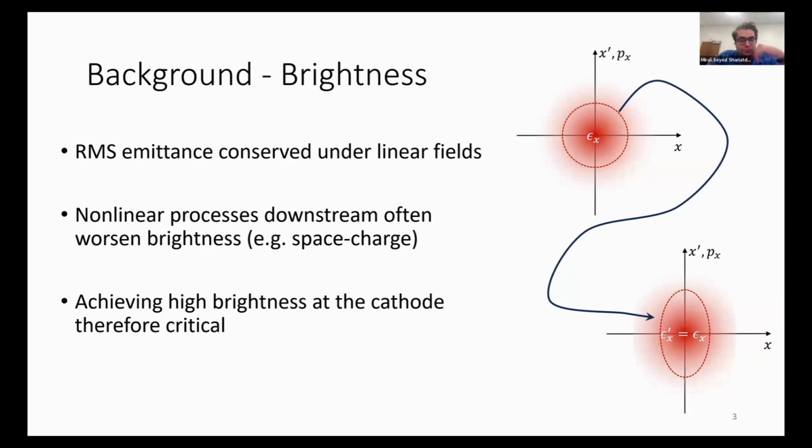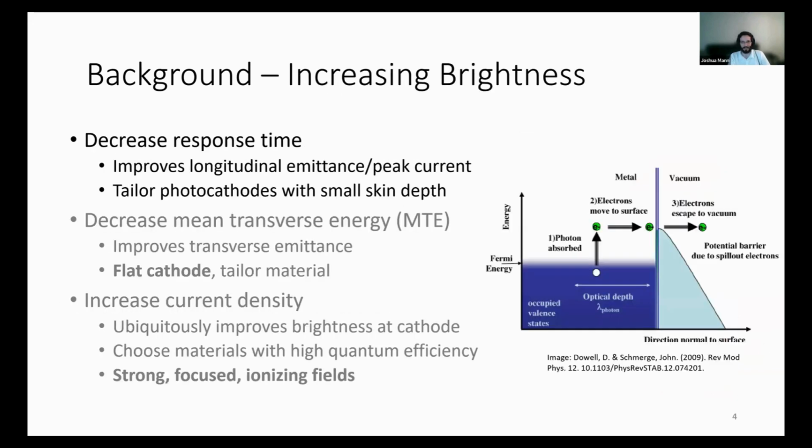There are nonlinear processes such as space charge that will typically make your beam explode, for instance. So that's something you might want to mitigate. But the gist is that if you want to have a high brightness at the end of your beam line, it's really good to start with a very high brightness at the beginning. So I'll talk about how we can get that.